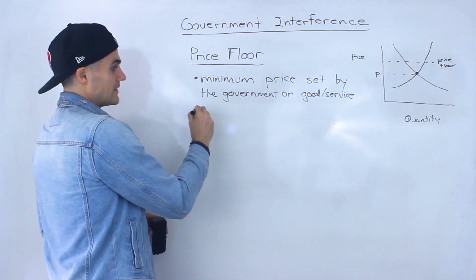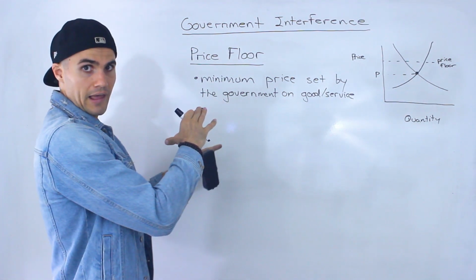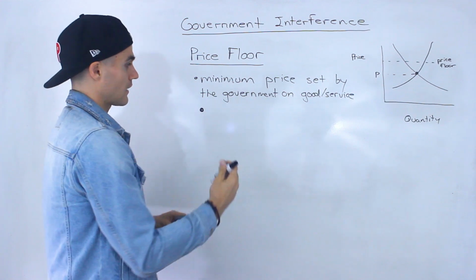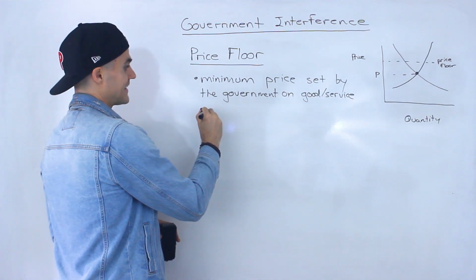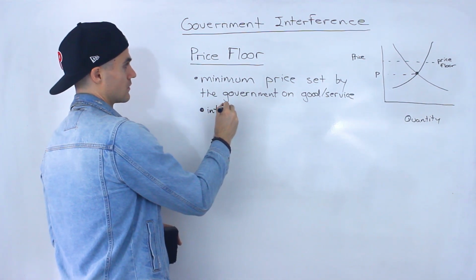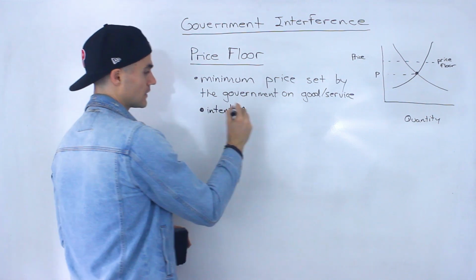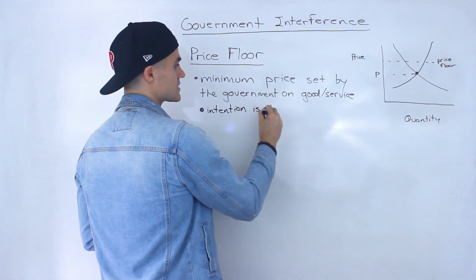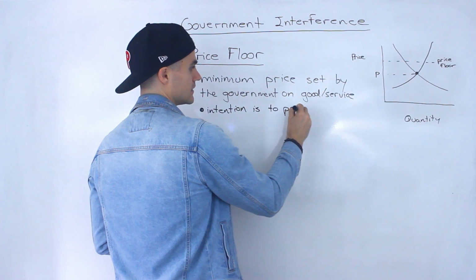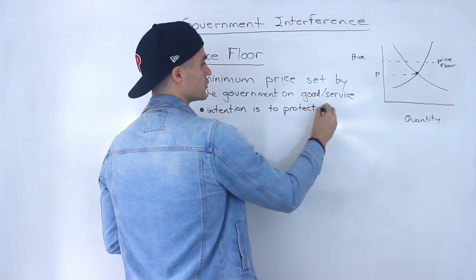So why does the government do this? Why don't they just let the free market figure everything out? Well, the intention for a price floor specifically is to protect certain producers.